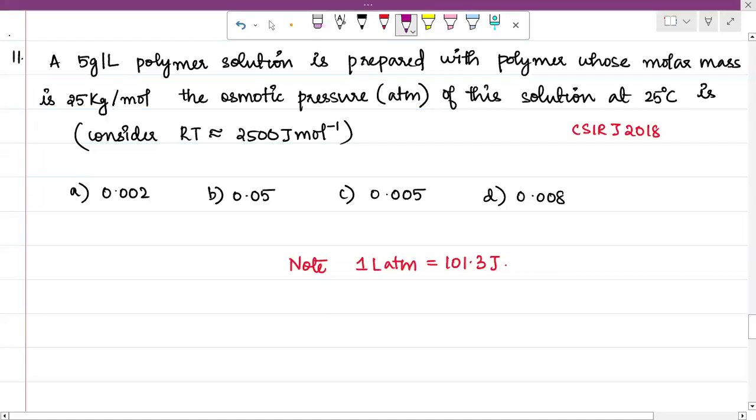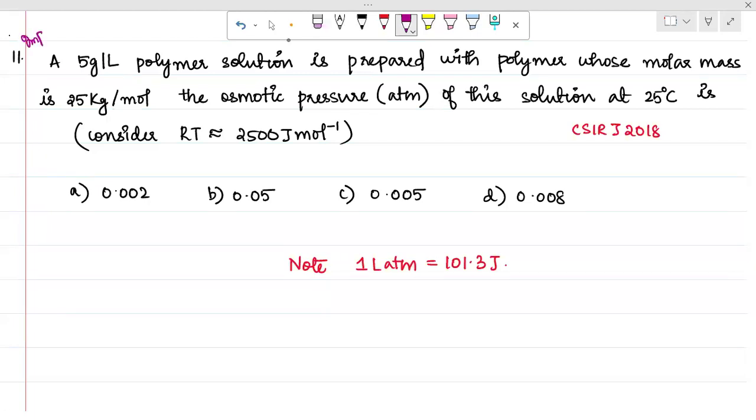Next question, you can mark this question as important. It's a very easy question, but then it's related with the very basics of chemistry, that's all. Okay, so the question is 5 grams per liter of a polymer solution is prepared with a polymer whose molar mass is 25 kilograms per mole. The osmotic pressure in atmospheres of the solution at 25 degrees Celsius is considered, RT is 2500 joules per mole.